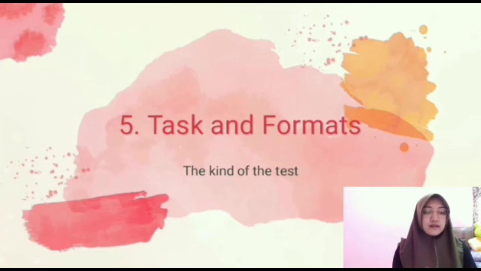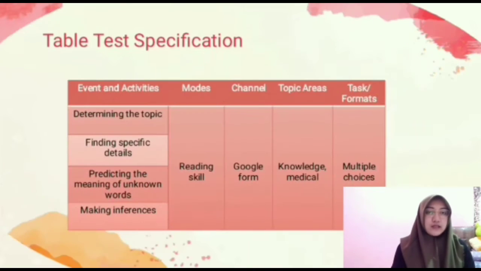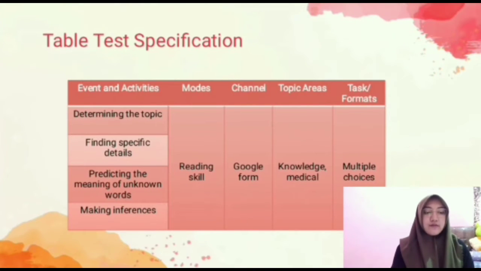And then next, this is the example of task specification table. Okay, the first one, there are event and activities. In event and activities, there are determining the topic, finding specific details, predicting the meaning of unknown words, and making inferences. Okay, the next explanation will be explained by my partner Inton.